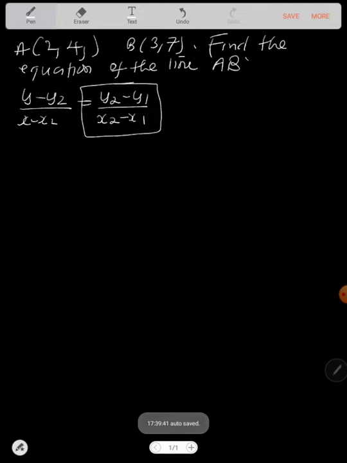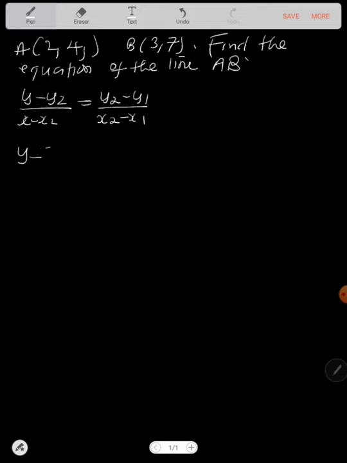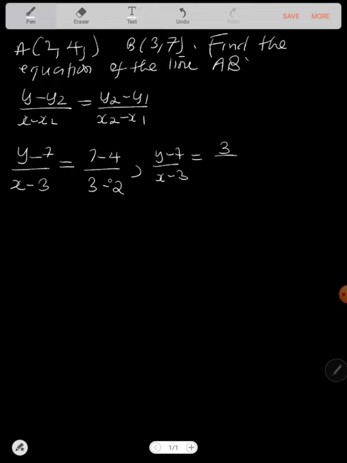So there's not much difference otherwise. So say y, we'll leave it the way it is. Y2 is 7. X, we leave it the way it is, minus x2 is 3. Y2 is 7 minus y1 is 4, x2 is 3, x1 is 2. And from there we can go on and say this is y minus 7 divided by x minus 3, which is equal to 7 minus 4, we get 3, 3 minus 2, we get 1.